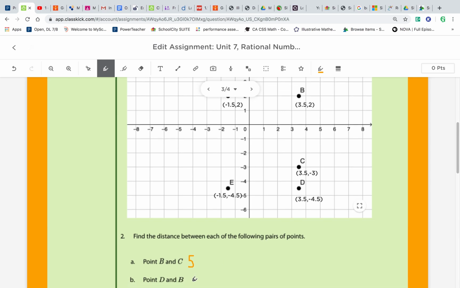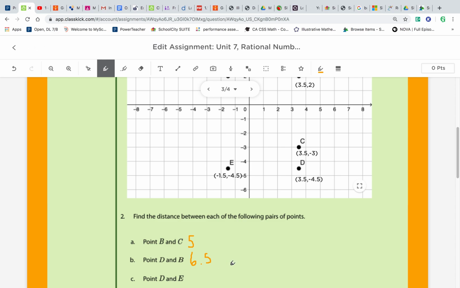And then for the next one, point D and B. So these two here. Counting down from B, we're going to start. We have 1, 2, 3, 4, 5, 6, and then a half. 6.5. All right, next up, point D and E. Here we go, D and E. So if we're going to count here, remember we're halfway in between the numbers. So I'm just going to stay halfway in between the numbers. Both of these are halfway in between.